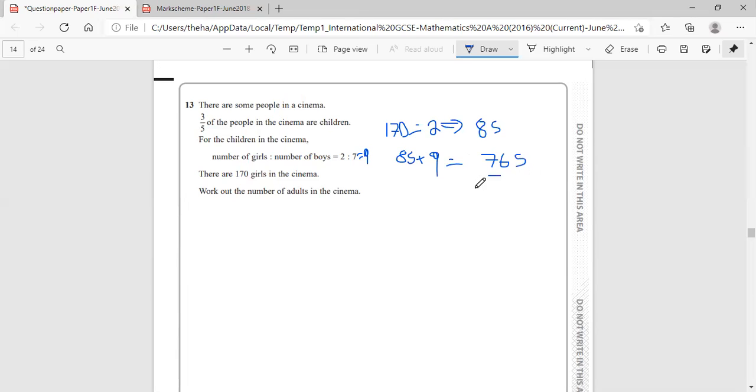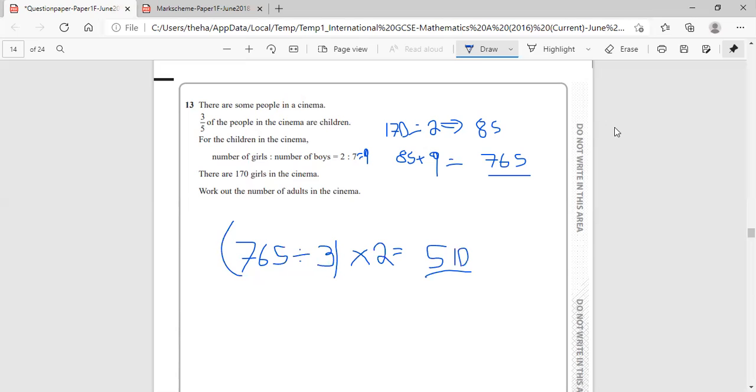Okay, so our next step, we need to realize that 3/5 equals 765. So we'll divide 765 by 3 to figure out how many 1/5 is. And if 3/5 are children, that means 2/5 are adults. So what we can then do after that is times that by 2 to find out how much 2/5 are. This will give us how many adults there are. So 765 divided by 3 times 2 gives us an answer of 510 adults. And that is the correct answer.